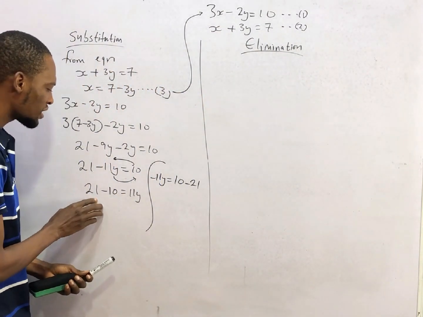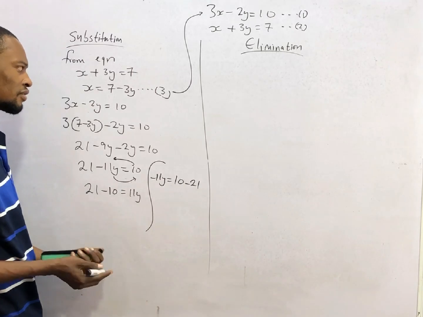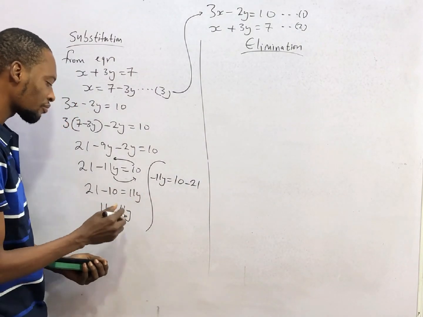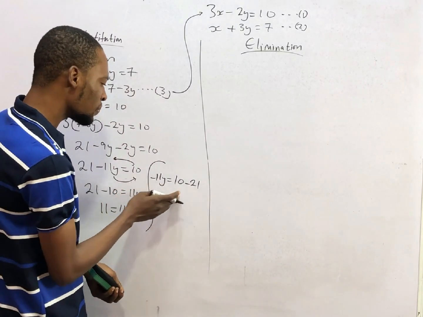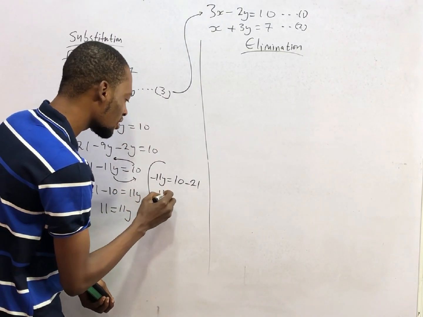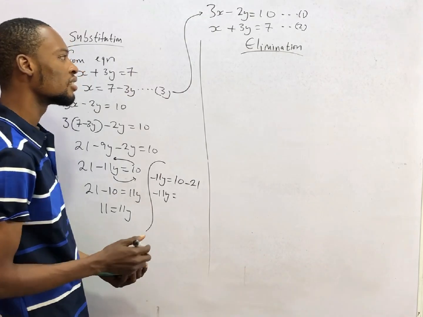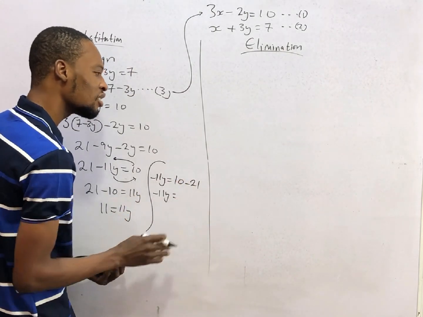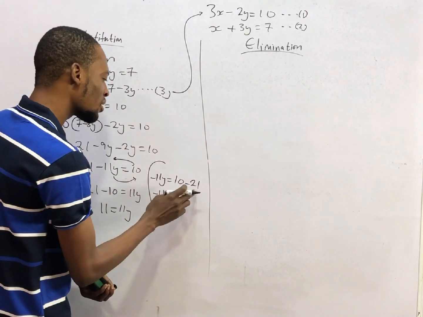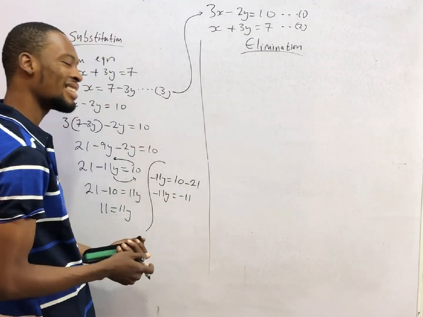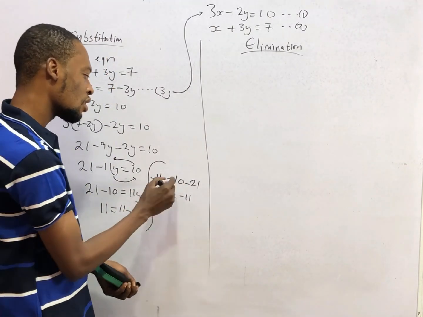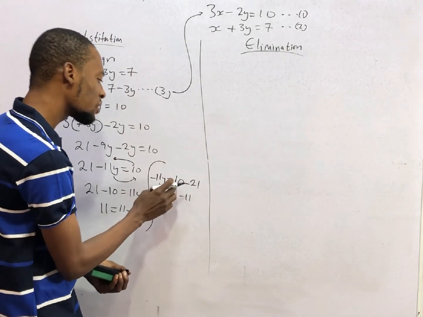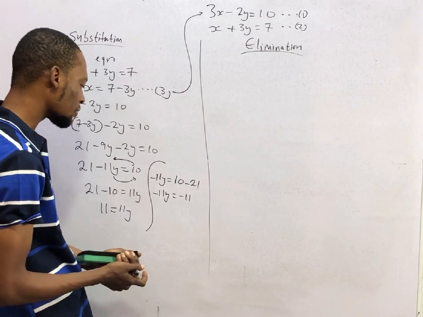From here, 21 minus 10, that is 11, I guess. So 11 is equals 11y. Now, if you are using this place, minus 11y is equals 10 minus 21. You have 10 and you borrowed 21. Once you pay back the 10, you will still be owing 11. So 10 minus 21 is minus 11, not 11 minus 11, because 10 is smaller than 21.